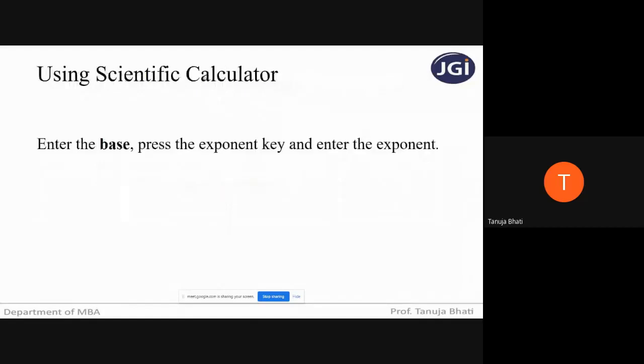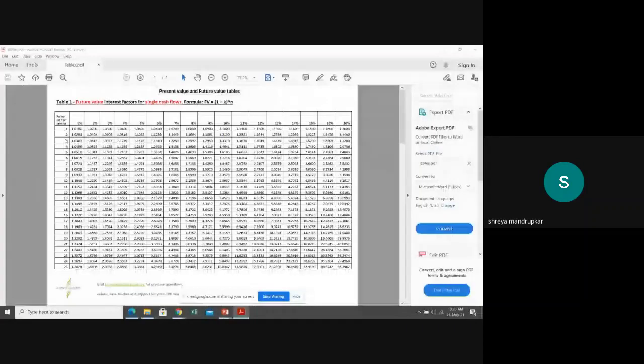Yes, ma'am. We all know the exponent symbol. Everyone knows how it is? Yes, ma'am. Okay. Ma'am, your voice is breaking. Yes? Your voice is breaking.